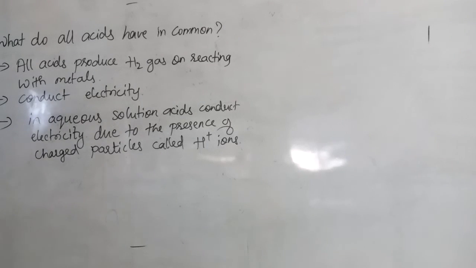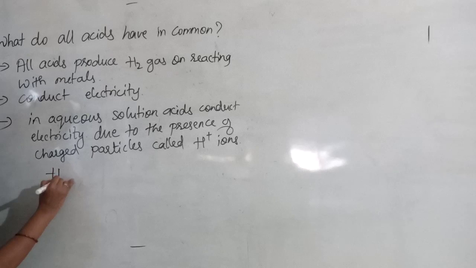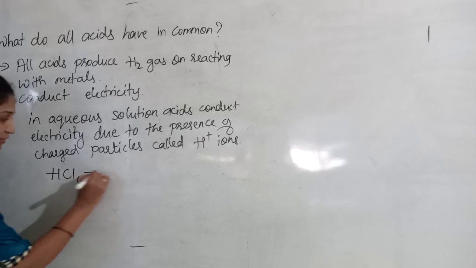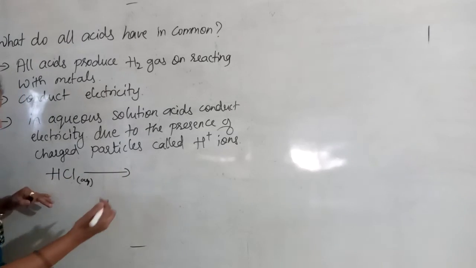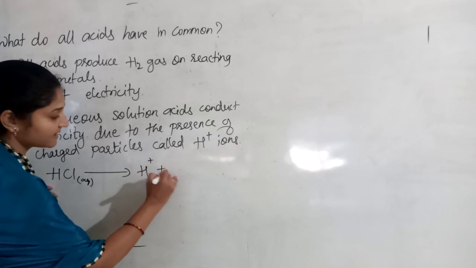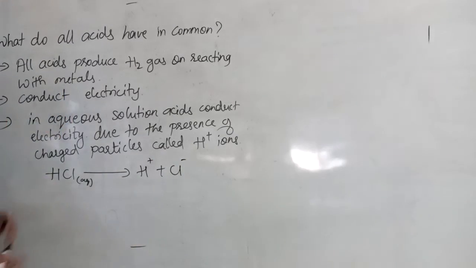Then how is it going to form? How does this dissociation of acids produce that H plus? Let us consider HCl. It is an acid in aqueous solution. When it dissociates, what is it going to form? It is going to form H plus plus Cl minus. So one positive ion, H plus, and Cl minus.